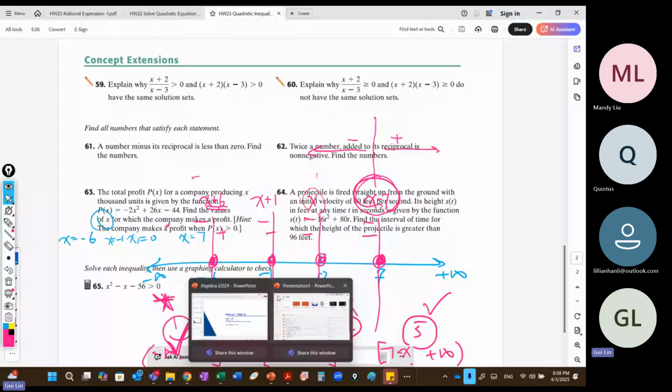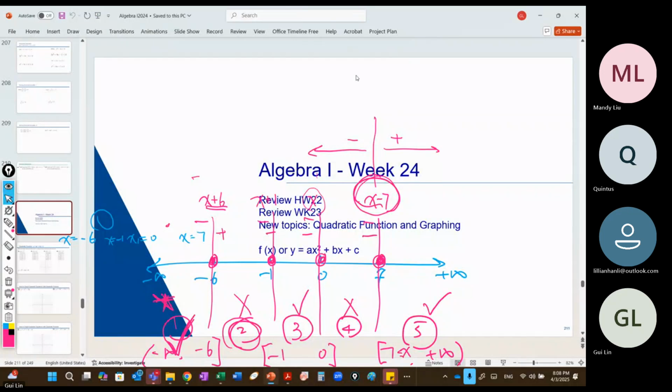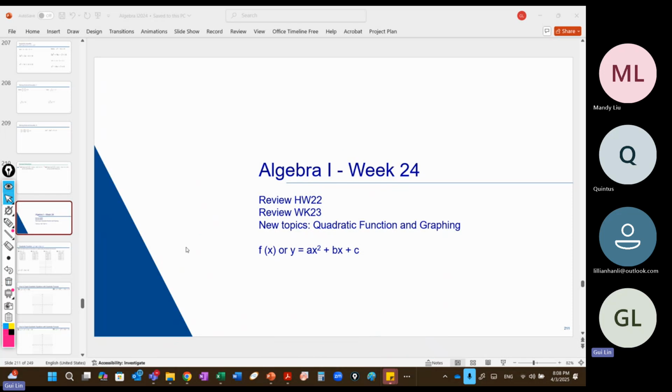Okay, so we move on to something new. Continue screen. We reviewed part of this homework, and 23 used part of the homework. Maybe this Sunday we will review part of homework 23 again, to refresh everyone's memory.